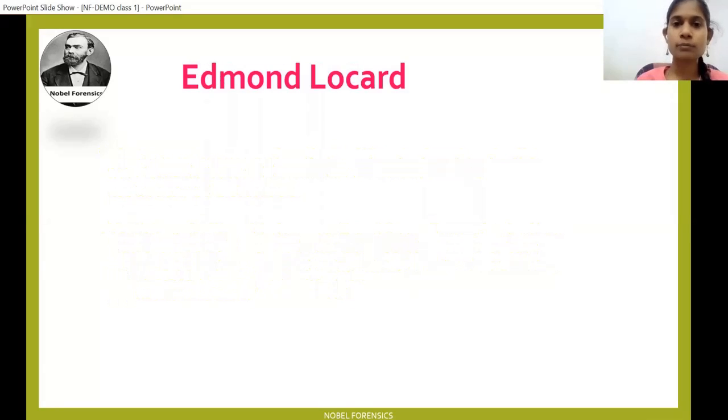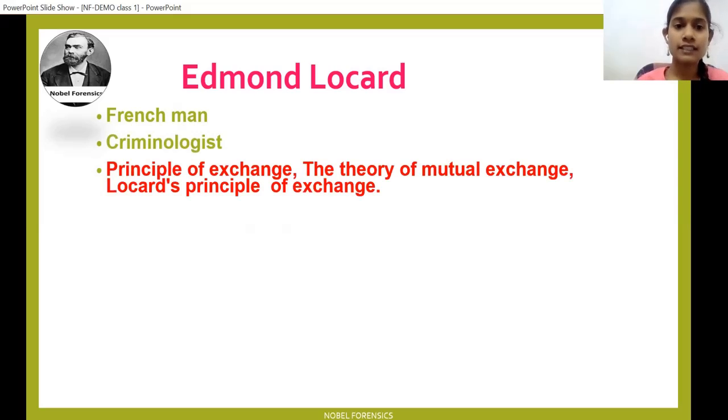Okay. Then, I added Edmund Locard separately because he was very important for the UGC NET, and he was a Frenchman. This was a previous question in UGC NET: Edmund Locard belongs to which country? France. He was a Frenchman, and he was also a criminologist. Then he discovered the principle of exchange, also known as the theory of mutual exchange, or Locard's principle of exchange. This is also a many times repeated question. They may ask differently about this principle: who discovered, who invented, who proposed.